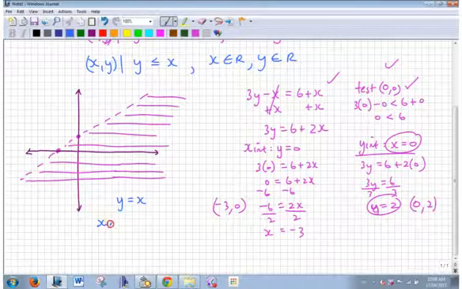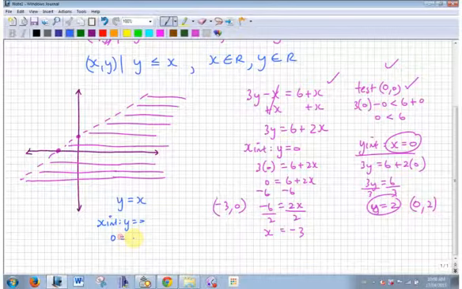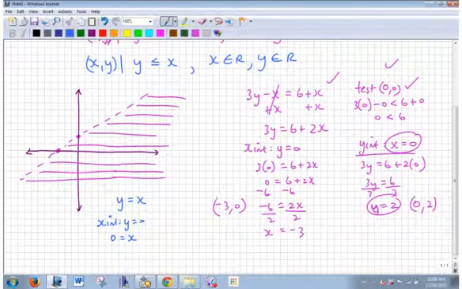What happens at the x-intercept? Y is 0. Substitute it in there. 0 equals x. And what's that? That's the x-intercept. So the coordinate then, that's x, but y is 0 too. Huh. That's right there.